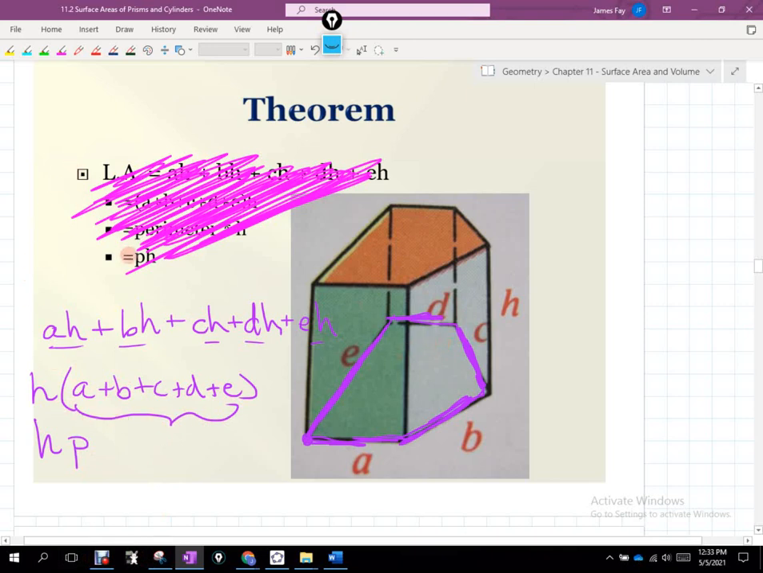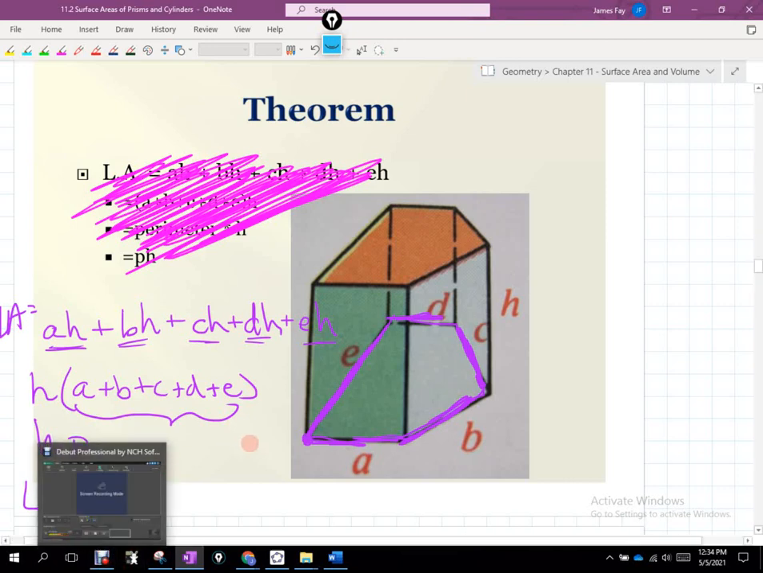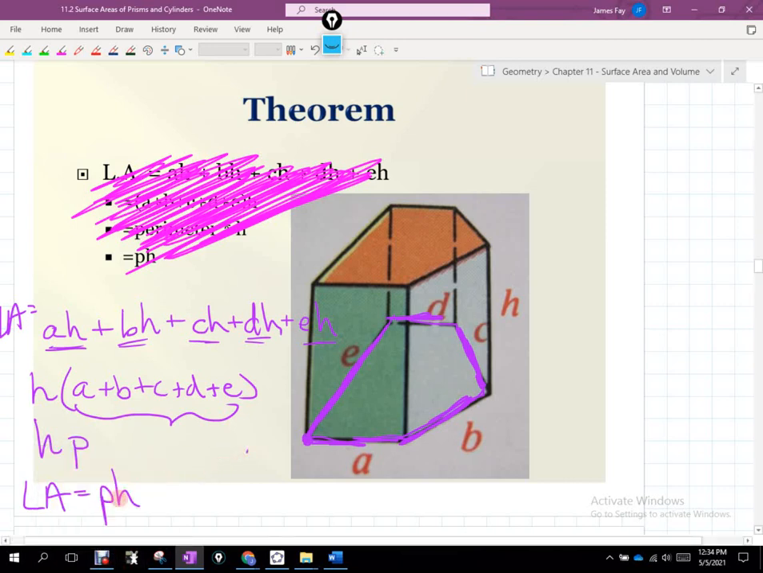So lateral area, we found lateral area was initially rectangle 1 plus rectangle 2 plus rectangle 3 plus rectangle 4 plus rectangle 5. Now we're seeing we can write it as lateral area is the perimeter of the base times the altitude. And that's probably not a formula that you saw in 7th grade, 8th grade math. Okay?